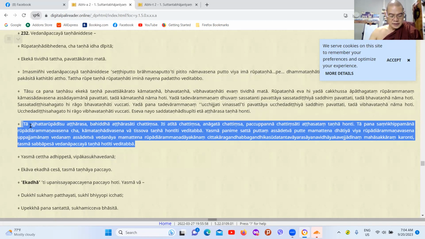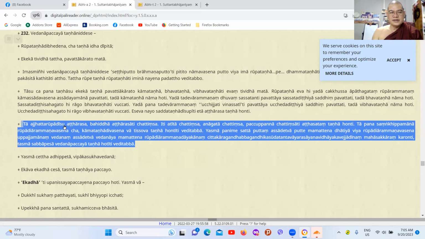Then that tana here, that craving, ajata rupadi su atharasa. So taking the eternal visible object, etc. Taking the eternal object. So that means whatever tana takes an eternal object, so this depends on the object. Tana is named there. So for example, rupatana, we have kama rupatana, bhava rupatana, vibhava rupatana.